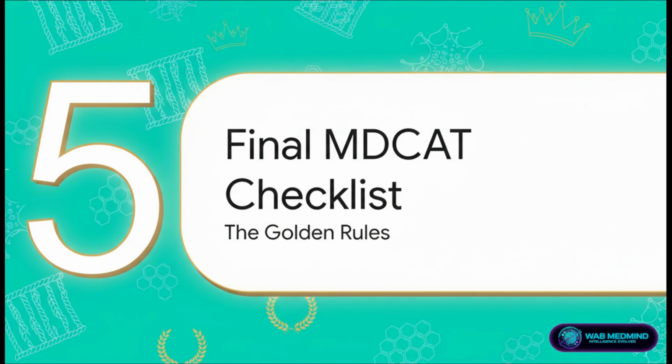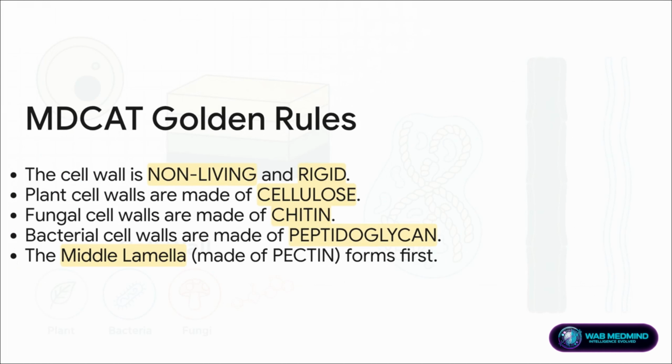And that brings us to our final section, your MCAT checklist. Think of these as the golden rules you absolutely must take with you into the exam hall. All right, let's do a super quick, rapid-fire recap for your MCQs. Number 1, the cell wall is non-living and rigid. 2, plants, they use cellulose. 3, fungi, they use chitin. 4, bacteria, they use peptidoglycan. And 5, the very first layer that's formed is the middle lamella, and it's made of pectin. Lock these 5 facts in your brain.